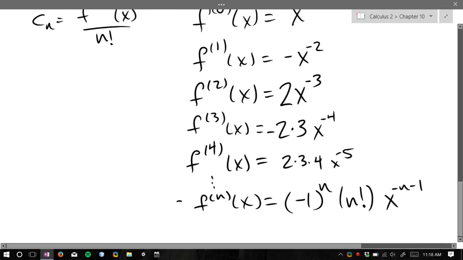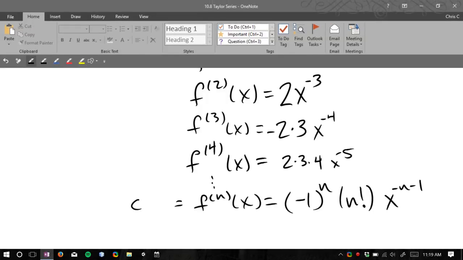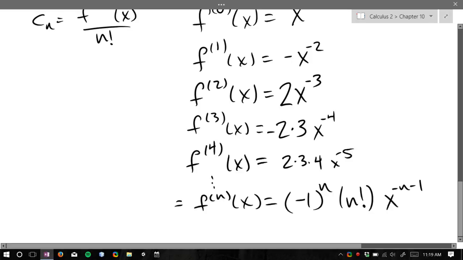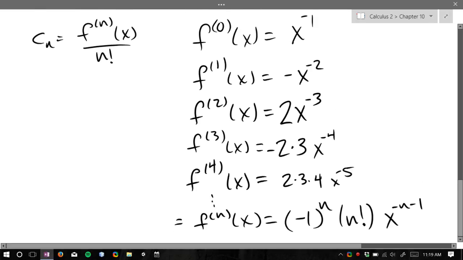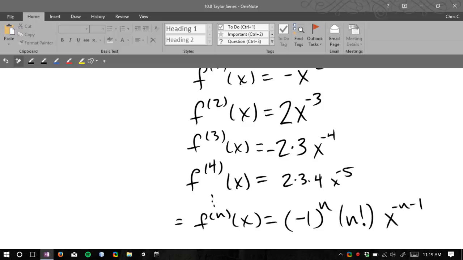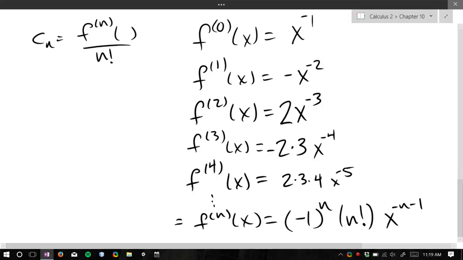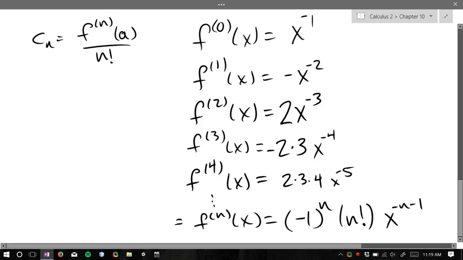So this is what I call Cn. Oh, nope, not quite. This is almost Cn. What do I have to do to make this Cn? Divided by n factorial. I totally needed to put an a in here. You need to evaluate at a. You should not have x's hanging around. This should be a number.